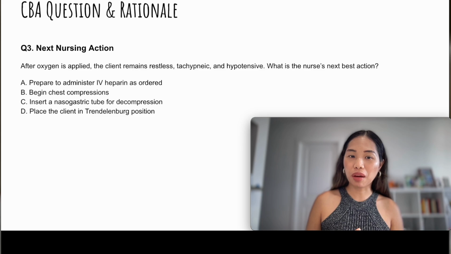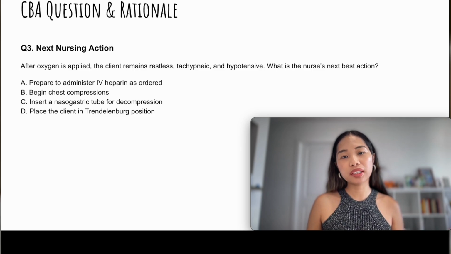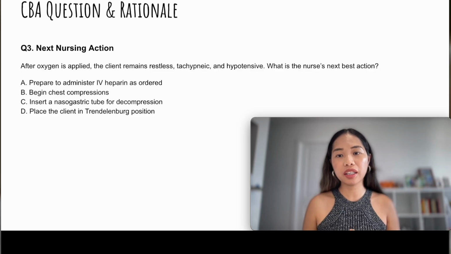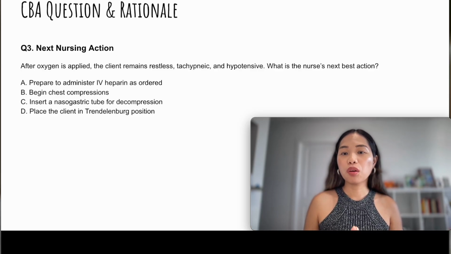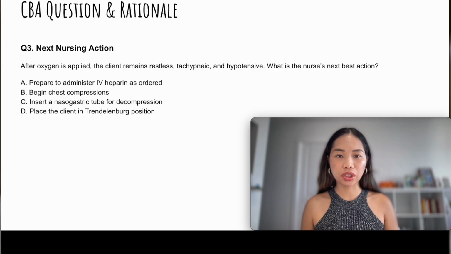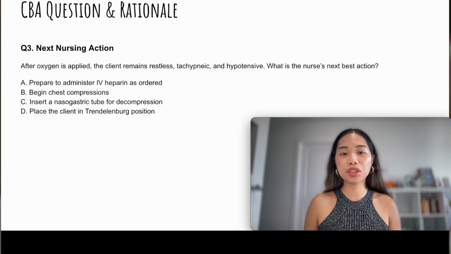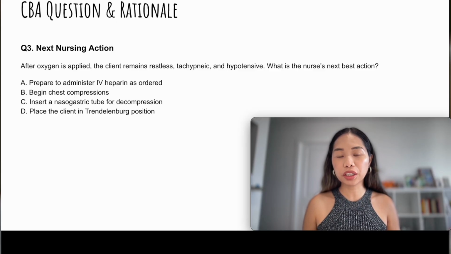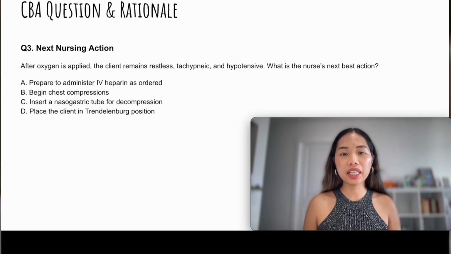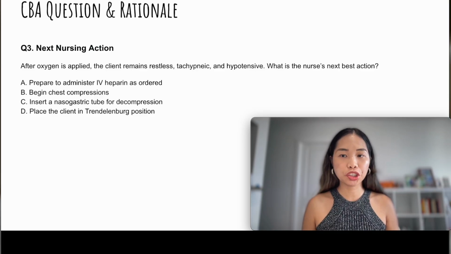And here's our next question. After oxygen is applied, the client remains restless, the patient has tachypnea and hypotensive. What is the nurse's next best action? A, prepare to administer IV heparin as ordered, B, begin chest compressions, C, insert an NG tube for decompression, or D, place the client in Trendelenburg position.